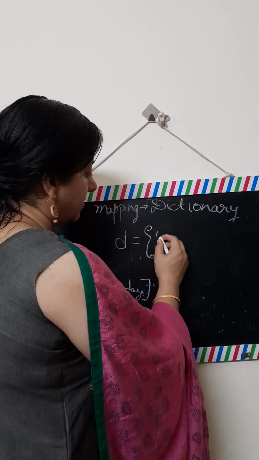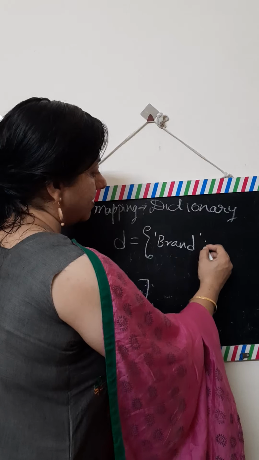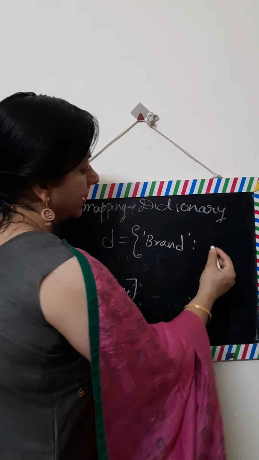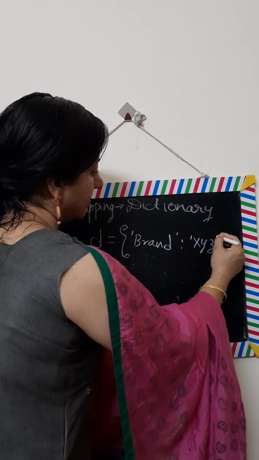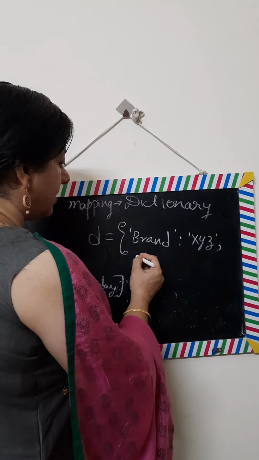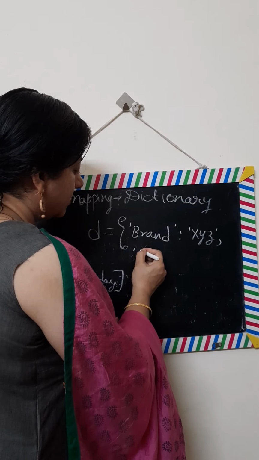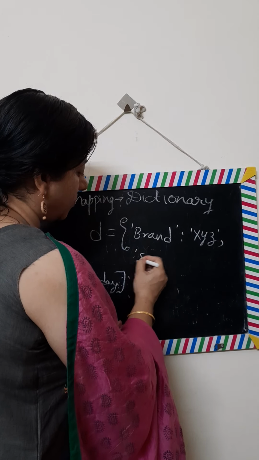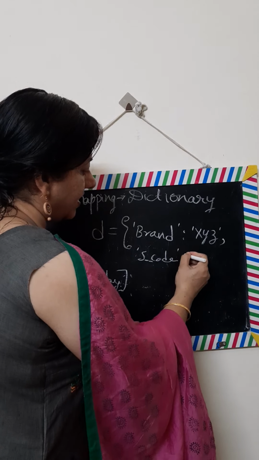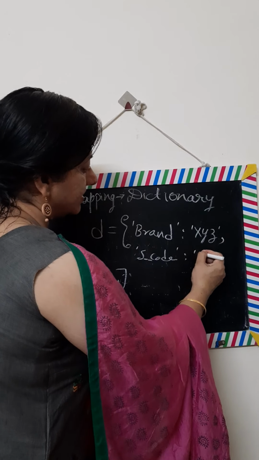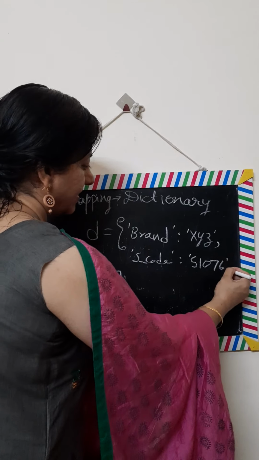I'll just give brand as the first key value, and let's say I'm not fond of any brand as such, so I'm just giving a value XYZ, comma, then after brand I said it will have a code, so shirt code, S code I will say, and I will say the code was, let's say, shirt, so S1076, which I have selected.